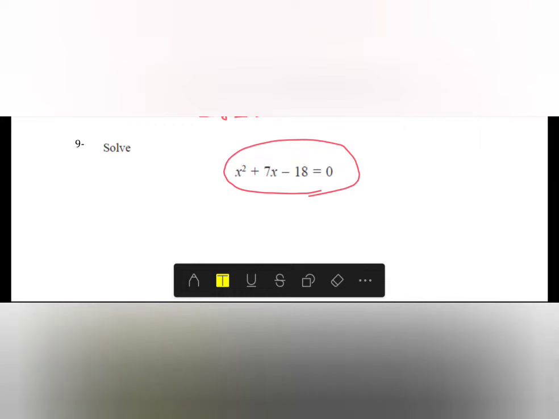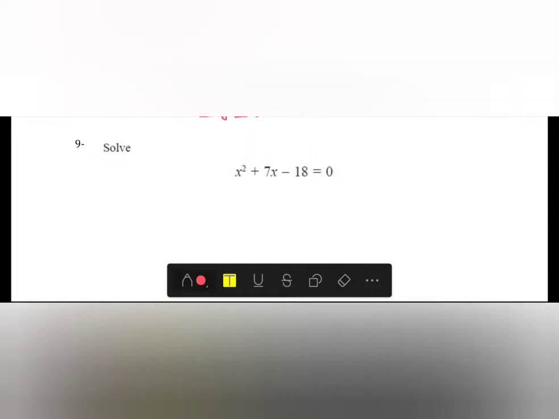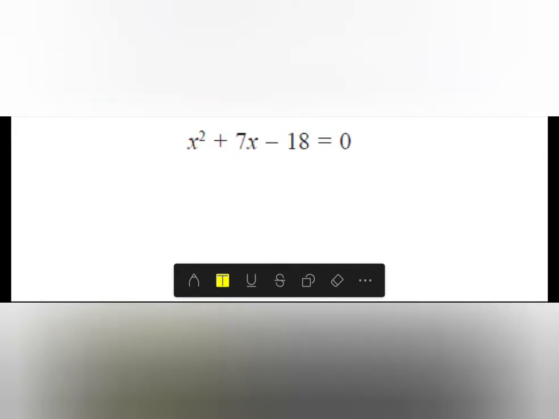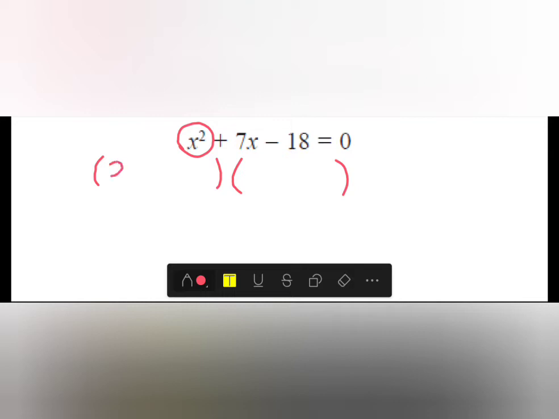Now, let's take a look at this first. Here we have x squared plus 7x minus 18. So first thing we do, we open brackets like this. And then x squared is what? Very good. It's x times x.